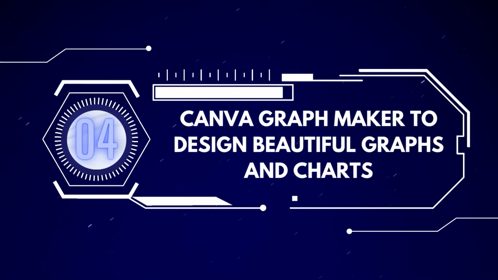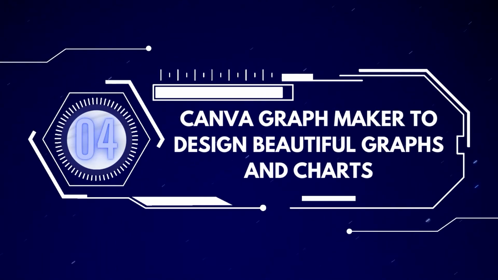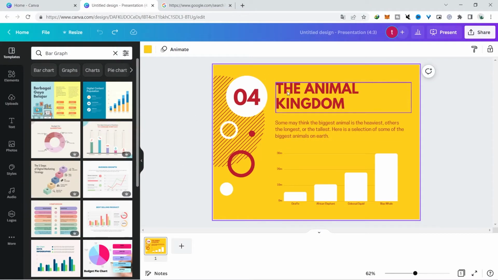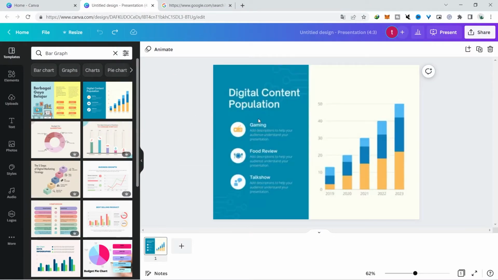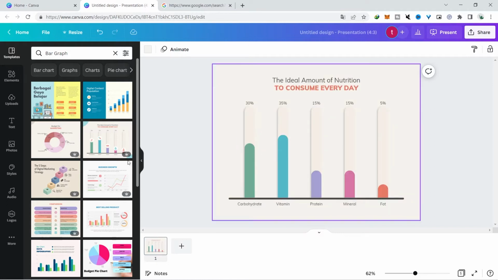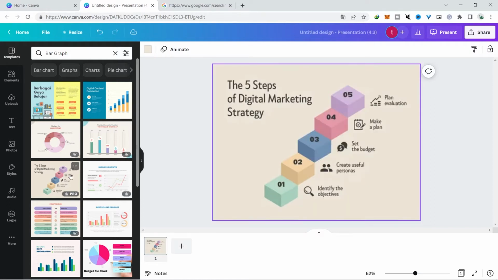Tip and trick number 4 is using Canva Graph Maker to design beautiful graphs and charts. Canva is a goldmine of surprising features. Need infographics, graphs, or charts for your blog post? You can create them within seconds.